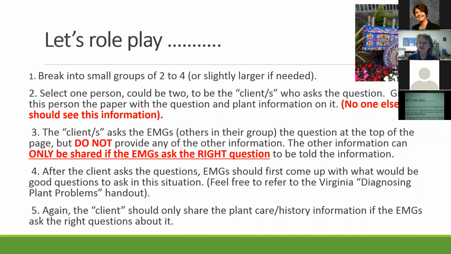Have they done anything to correct the problem? Now, that's a great question, because sometimes you find out what they've done to correct the problem is actually causing more problems. But it is a great question to ask. So good job from Norfolk.